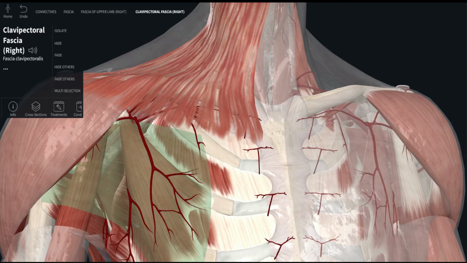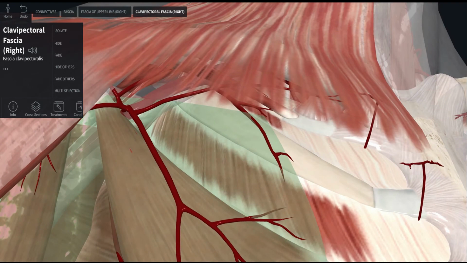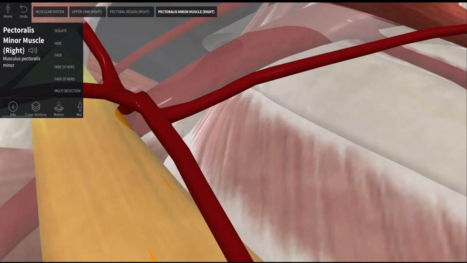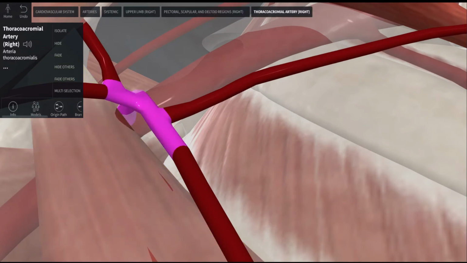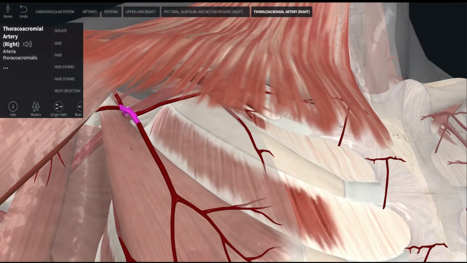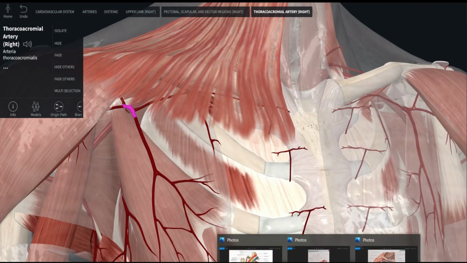Now, I had talked about a few structures which pierce the clavipectoral fascia. Remember? We can already see one of them, the thoracoacromial artery over here. See, the thoracoacromial artery is piercing the clavipectoral fascia. But there are a few other structures as well. For that, we will see a diagram.